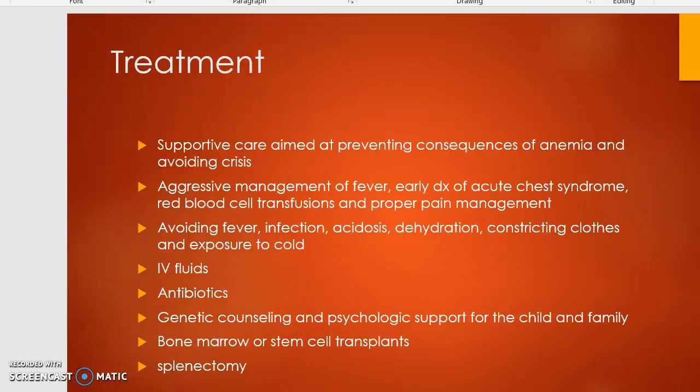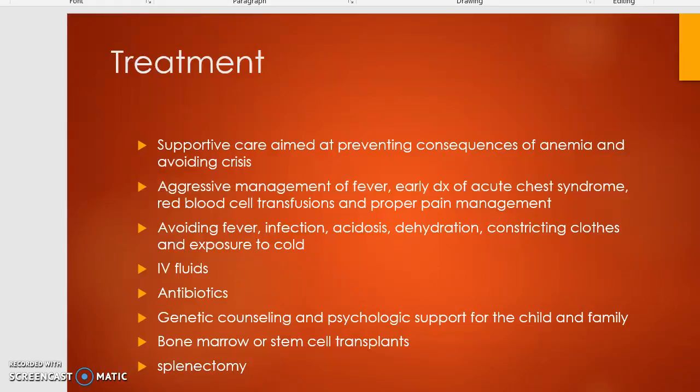Treatment for sickle cell disease includes supportive care aimed at preventing consequences of anemia and avoiding crisis, aggressive management of fever, early diagnosis of acute chest syndrome, red blood cell transfusions, and proper pain management. Avoiding fever, infection, acidosis, dehydration, constricting clothing, and exposure to cold. IV fluids, antibiotics, genetic counseling, and psychological support for the child and family. Bone marrow or stem cell transplants, or a splenectomy.